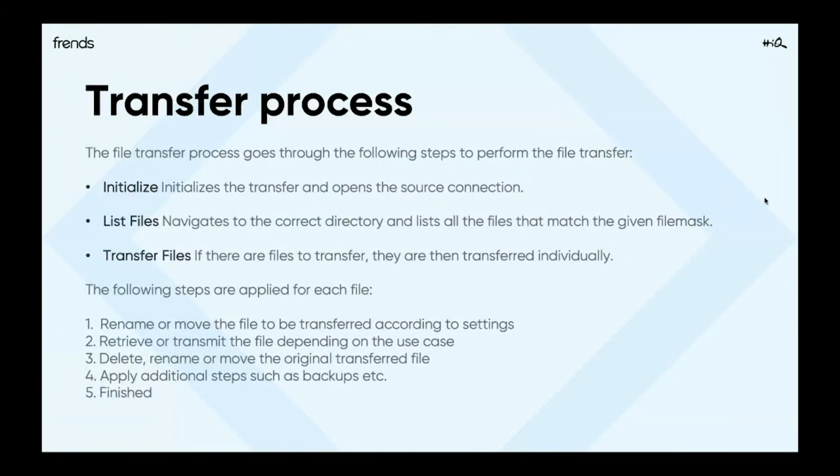What happens during the transfer? When we read the information from files, the transfer process goes through the following steps. First, we initialize the transfers and open the source connection. We retrieve the list of files and navigate to the correct directory, and list all of the files which match the given file mask. After that, we transfer the files.